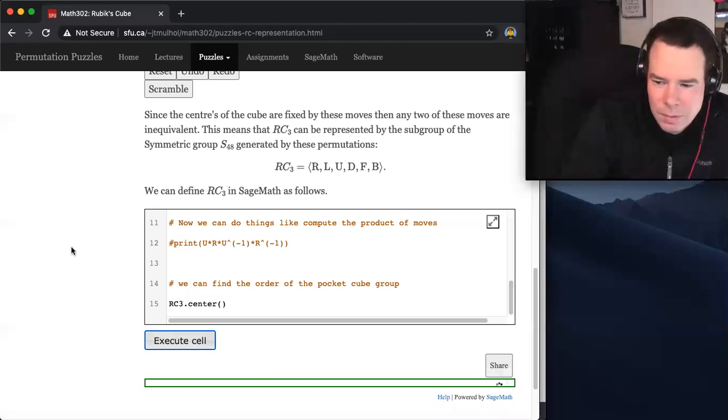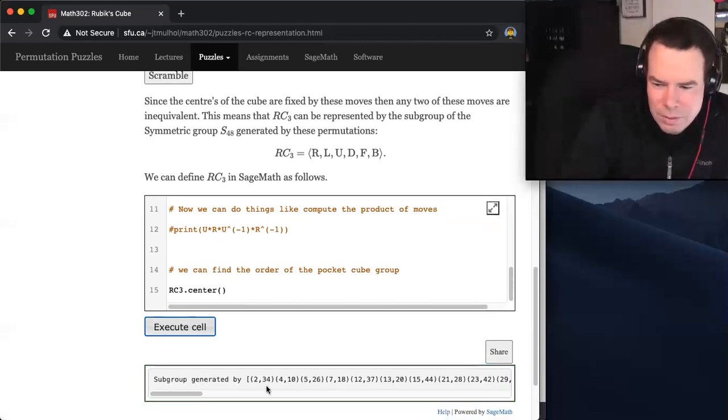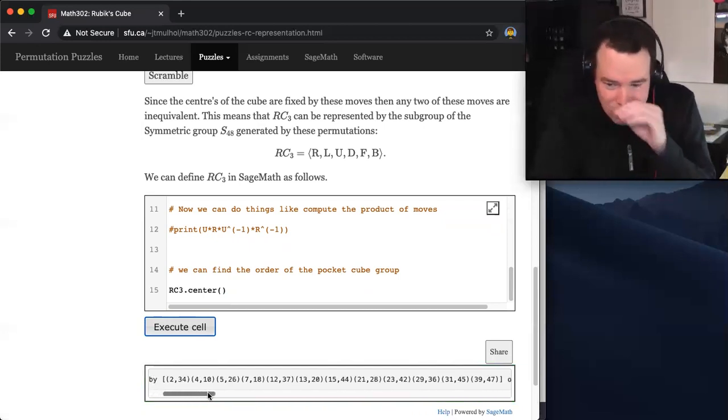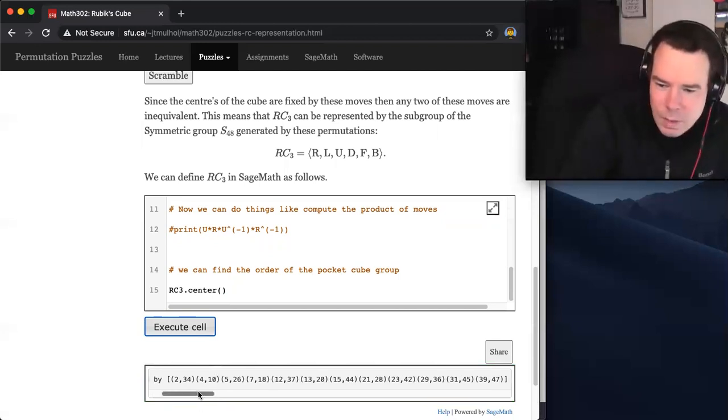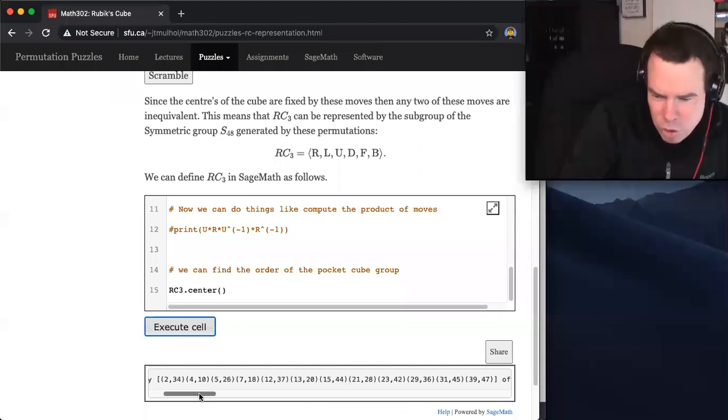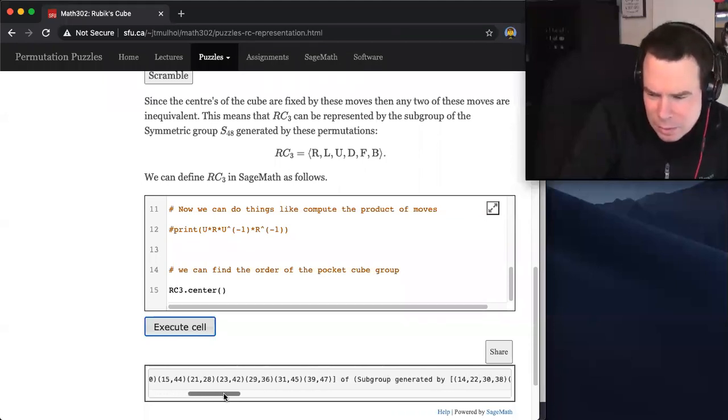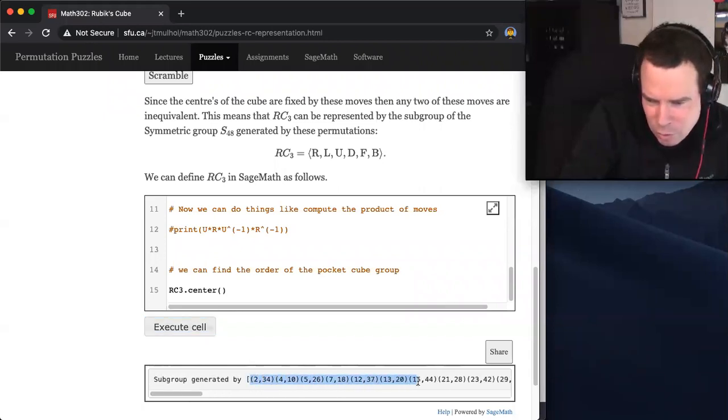So there is our center. And part of the lag was just because I'm asking a server to do that. If I did it on my own local installation of Sage, it would come back even quicker. But it says it's a subgroup generated by, and if I look closely, I see it's a whole bunch of 2 cycles. So that's just one element, because there are no commas between any of these cycles. So let me just highlight it. That's one element, so it's a subgroup generated by this one element.